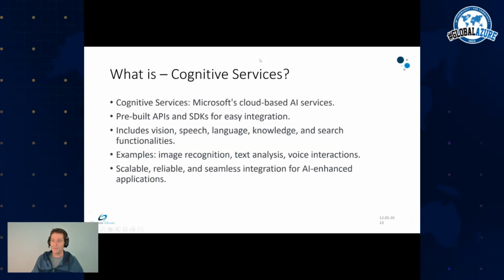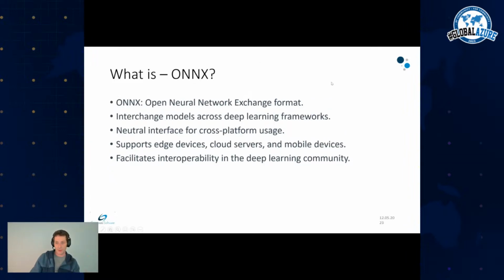That's really, really cool. We will feed our data into cognitive services. It's Microsoft cloud-based AI services. It's easy. It's optimized models. They work really well. You have vision, you have speech, language, knowledge, search functionality. You can do voice interactions. You can do text analysis. You can do image recognition. And it's, of course, scalable. It's built on the cloud. It's built on gigantic data centers. And it just works. And so we use it. But you can train your own model with cognitive services, of course.